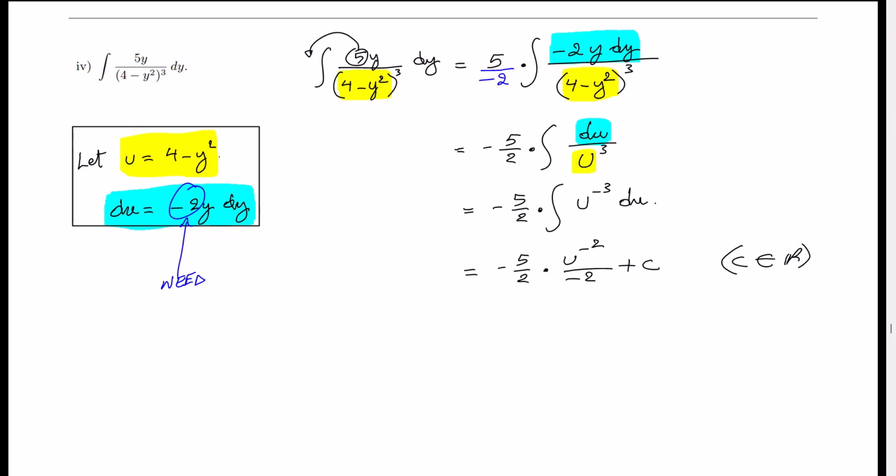So the last thing we need to do is just clean up the fractions and the numbers and remove the u and replace it with the equivalent quantity in terms of x. So let's start with the numbers. Negative and negative becomes positive on the new line. The 5 is on the numerator, so we're just going to leave it there. 2 times 2 is going to be 4. And my u is supposed to be raised to the power of -2, but what was u? It was 4 minus y squared.